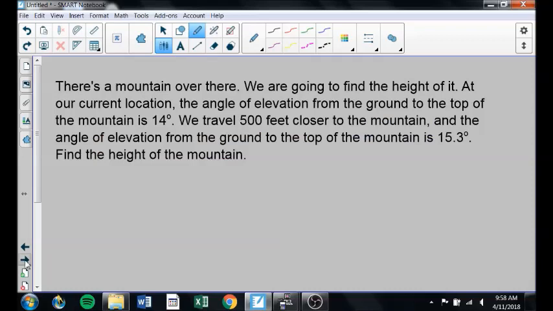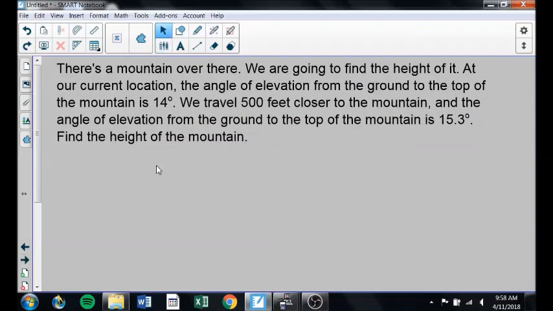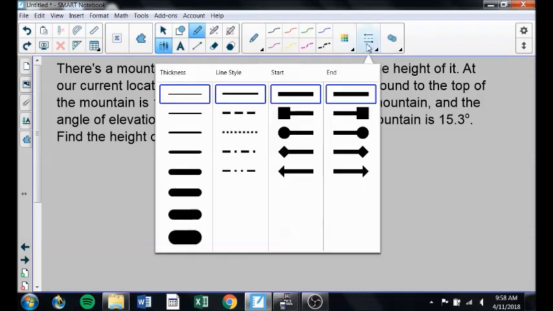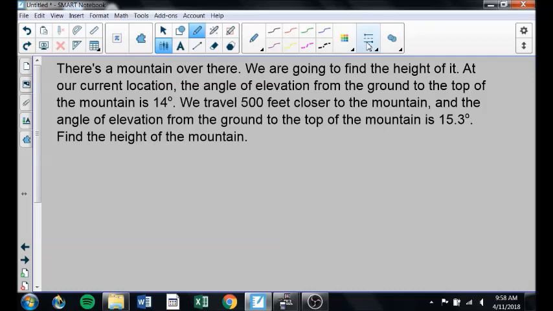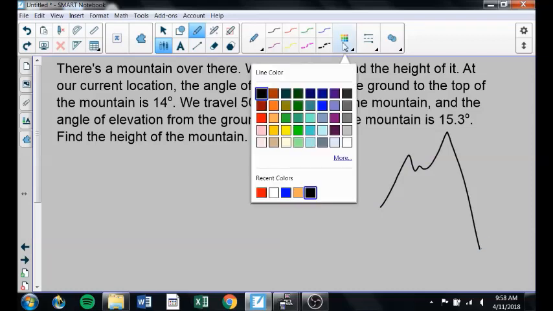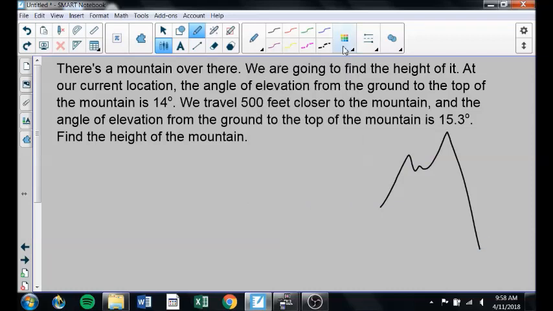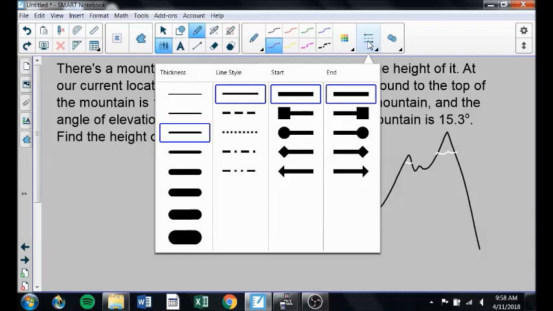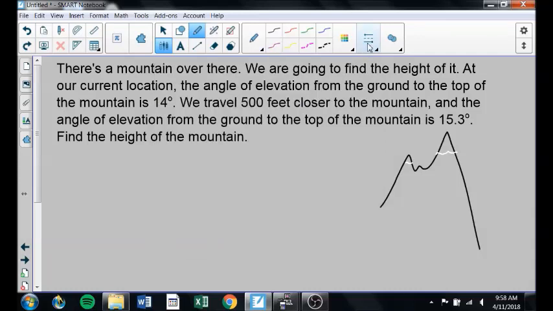This is the type of problem that I think is super cool. There's a mountain over there, and we're going to find the height of it. I think it's so cool that you can find heights of things without climbing them, without being close to them, and without even knowing how far you are from the thing. So if you think about some mountain out here, and we'll make this a nice snow-capped mountain because we're going to assume it's pretty tall, we want to find how tall it is while we, our purple selves, are standing way out here.